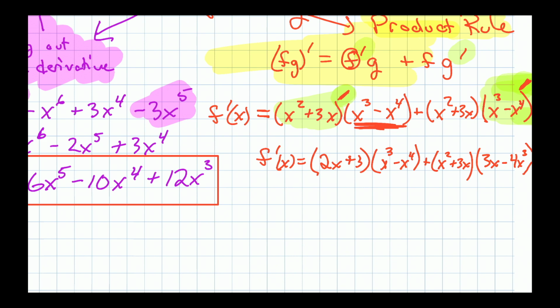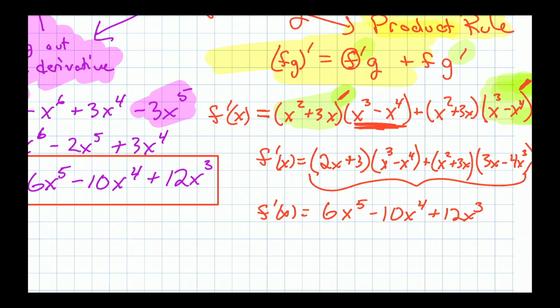Now in this case you would still have to FOIL this. I'm very lazy, so I'm not going to. I'm just going to write it. But if you do FOIL this out, you would get the same exact answer. You must. Okay? So it doesn't matter how you do it, you'll get the same answer.